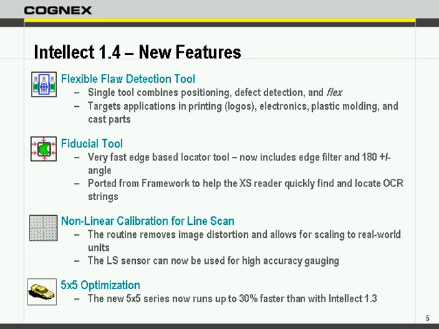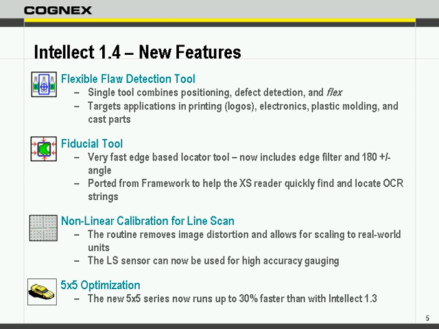The fiducial tool is another addition that people have been screaming for. This was present in Framework, and it basically allowed simple positioning so that you could quickly find the location of something, a general location, by finding basic edges. We'll take a look at that in Intellect also. But that has been added now, and it has a new feature to it, which is kind of cool.